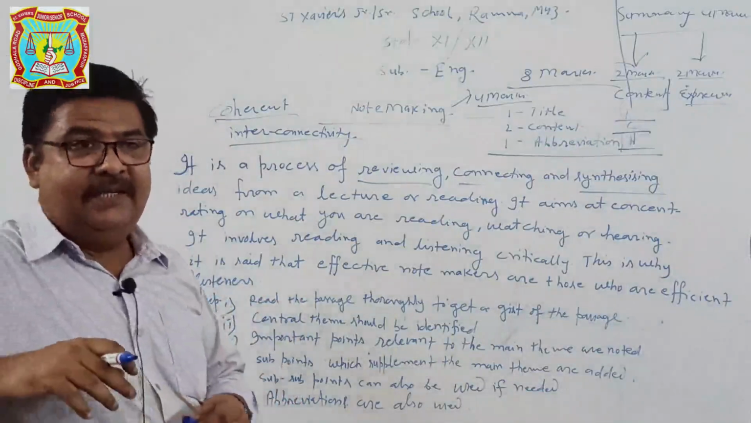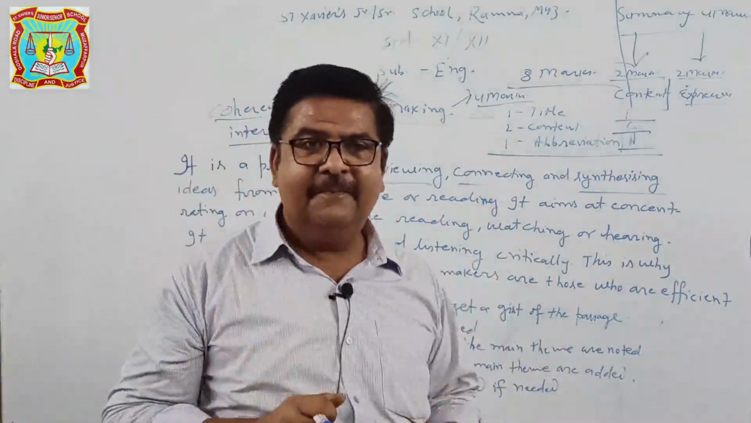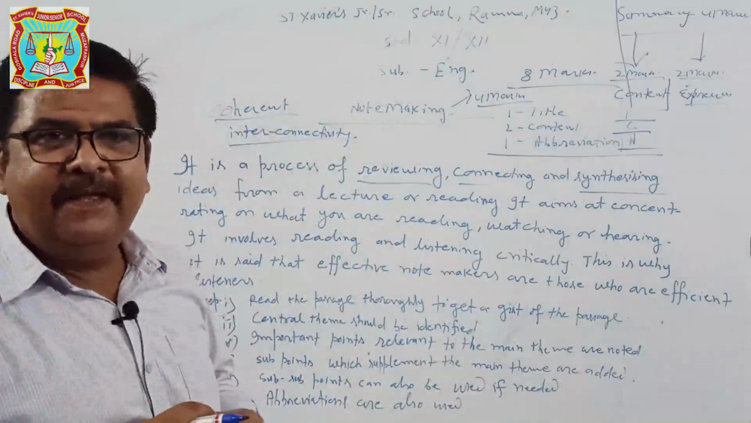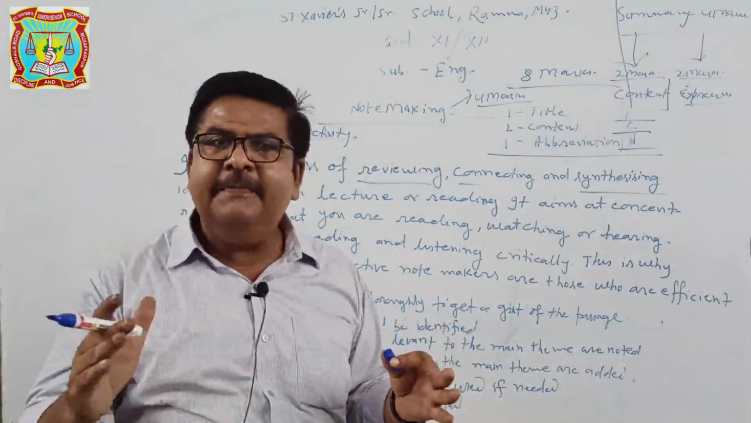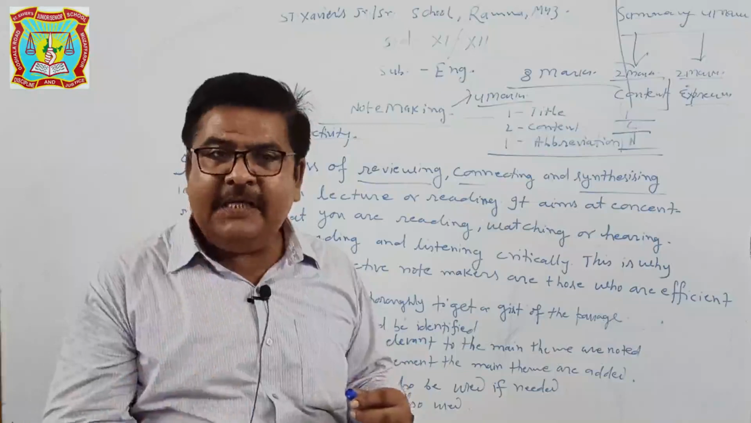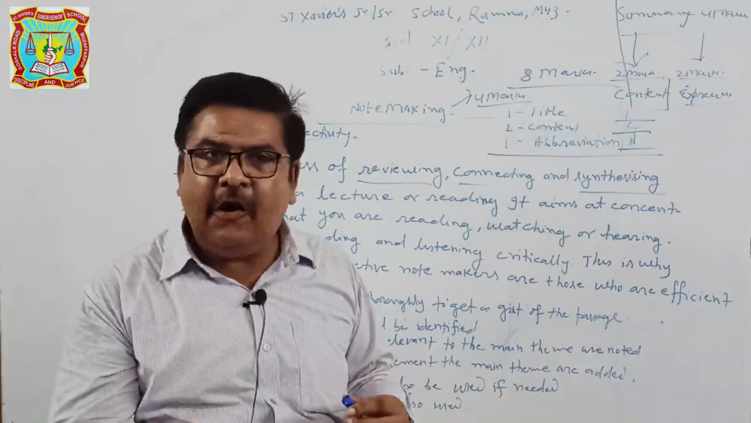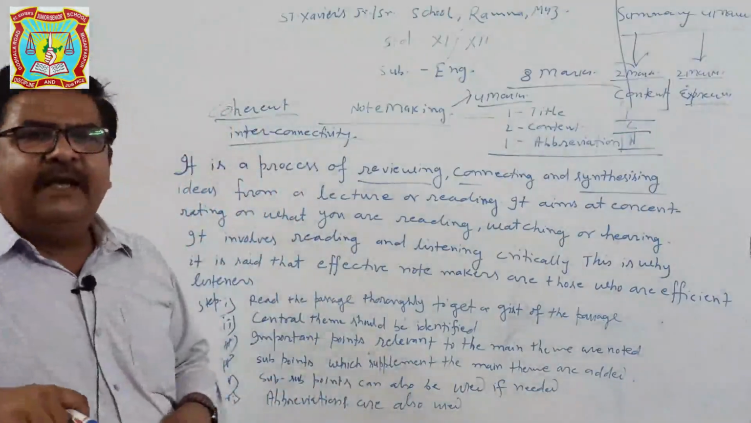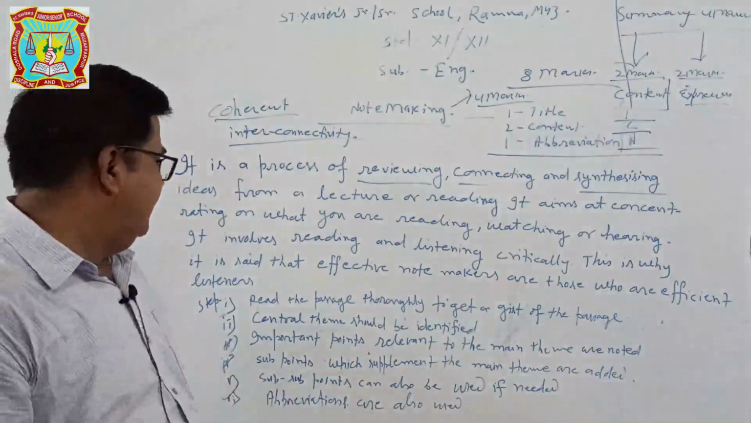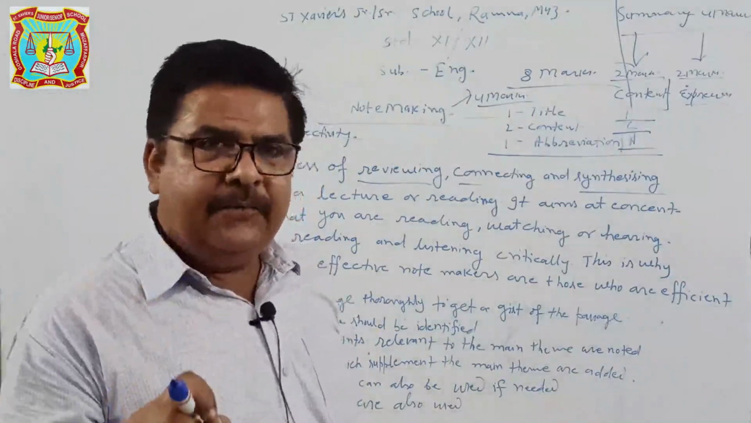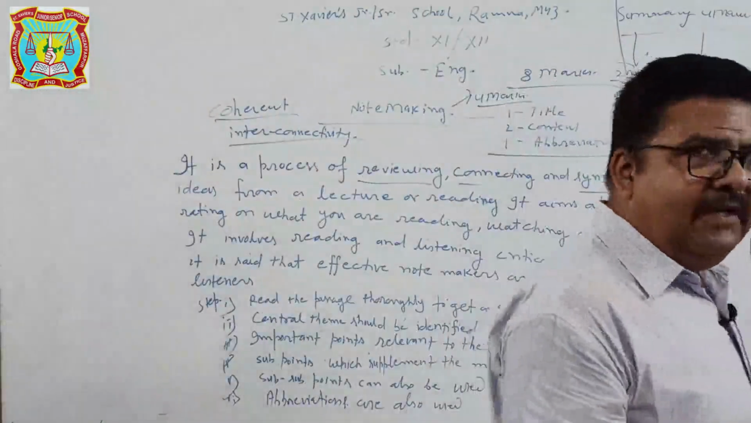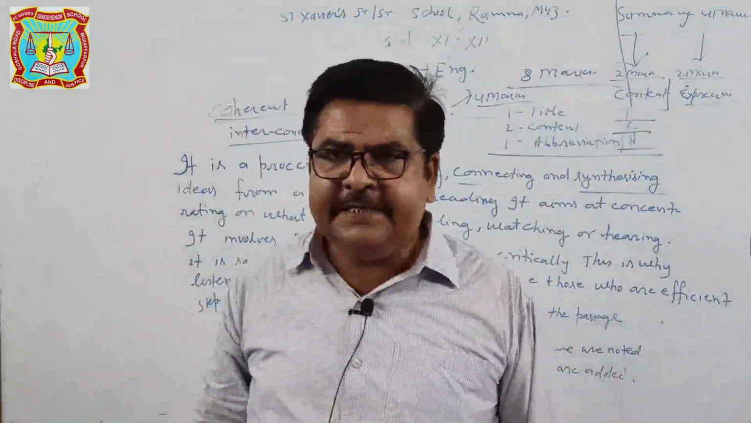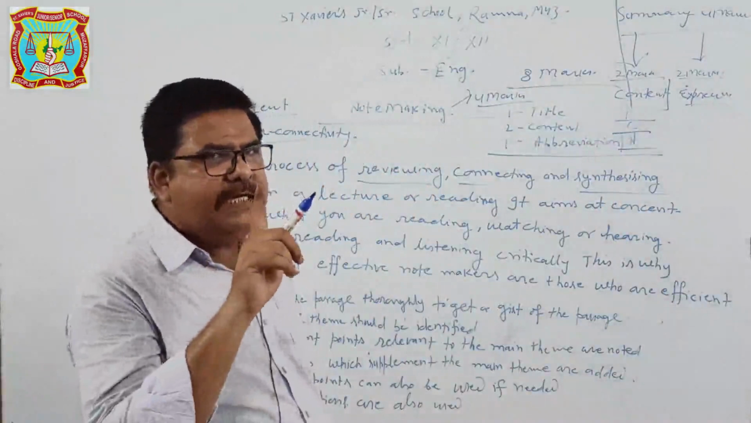Because the moment you listen to something or somebody, the moment you read a piece, and if you aim at making a note, that reading or that listening automatically becomes critical. This is why it is said that an effective note maker is one who is an efficient listener. If you are not an efficient listener, you cannot be an effective note maker.